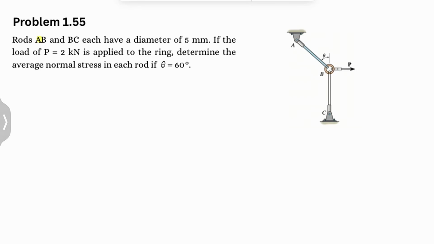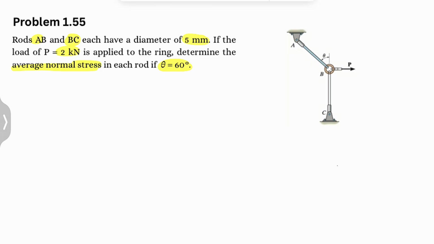Alright guys, welcome back. We have another question from the first chapter of Mechanics of Materials, question 55, and we have these rods AB and BC, each with a diameter of 5 millimeters. If the load P, which we know is 2 kilonewtons, is applied to the ring, we need to determine the average normal stress on each rod, knowing that theta is 60 degrees.